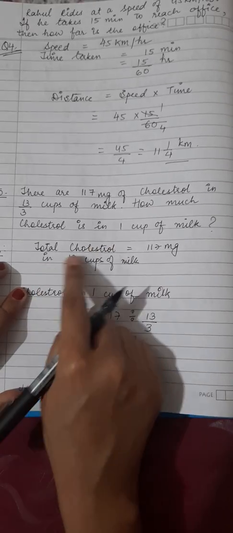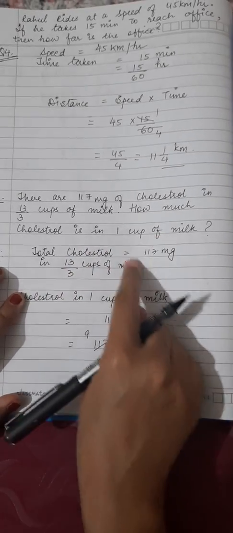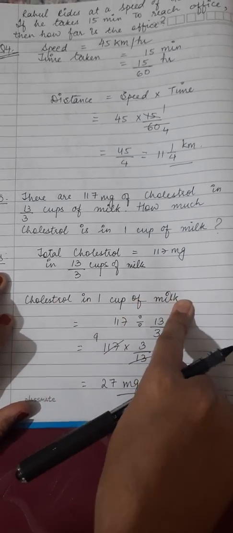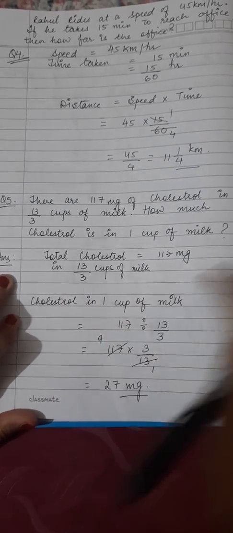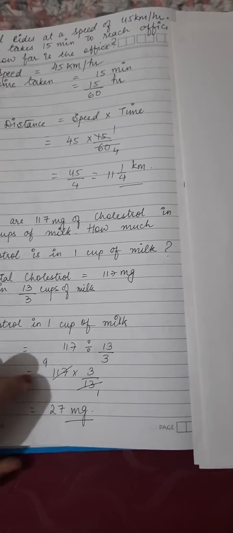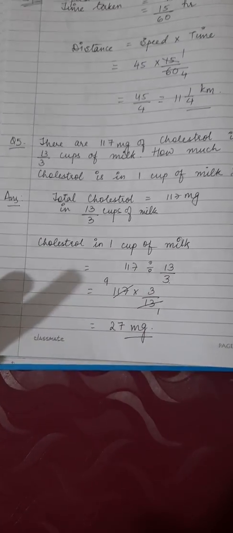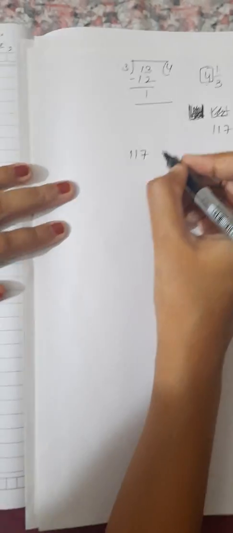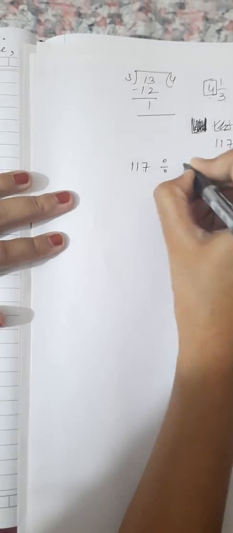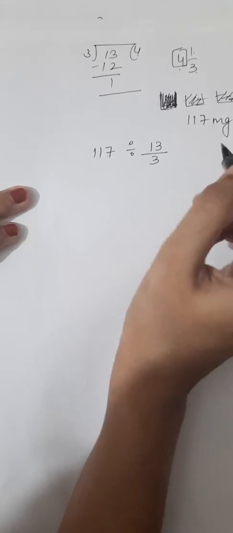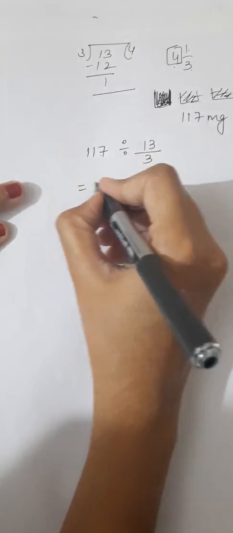Total cholesterol in 13/3 cups of milk is given as how much? 117 mg. So the cholesterol in 1 cup of milk, how are we finding it? Total cholesterol divided by 13/3, because we have to find for 1, and to find for 1, I will divide 117 by 13/3 so that I can find the value of cholesterol in 1 cup. So 117.